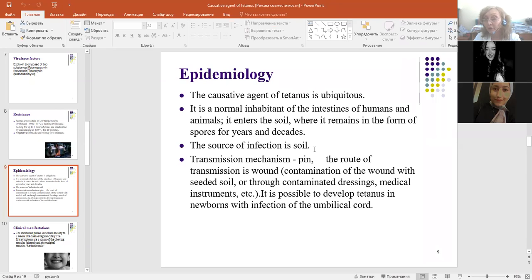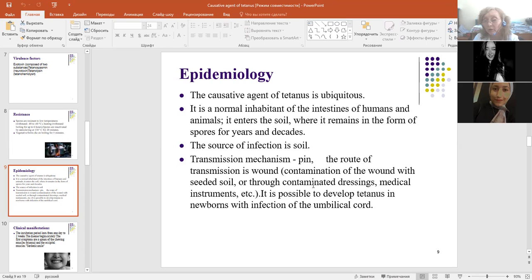The source of infection is soil because of spores of Clostridia, and all people belong to the risk group because we are in contact with soil. Particles of dust are enough to introduce spores. So the infectious process starts from the entering of spores. The transmission mechanism may be wound infection. Tetanus very often is a wound infection. Contamination of the wound with soil or through contaminated dressings, medical instruments.